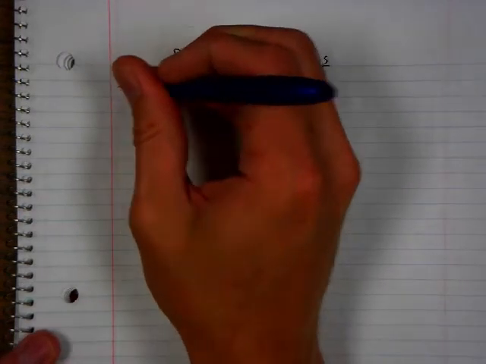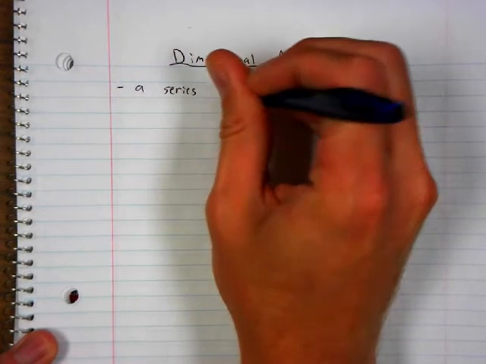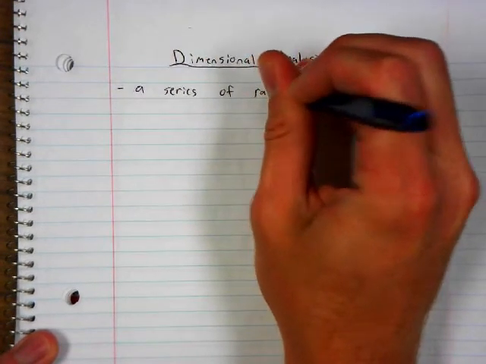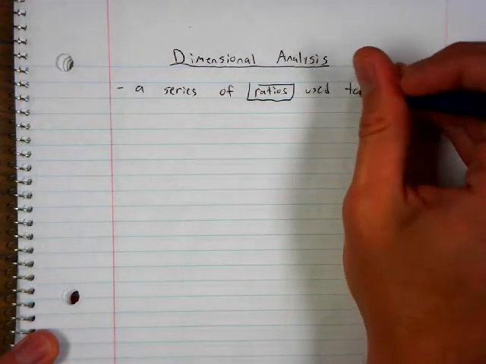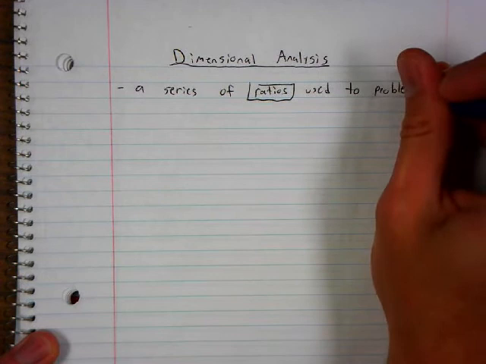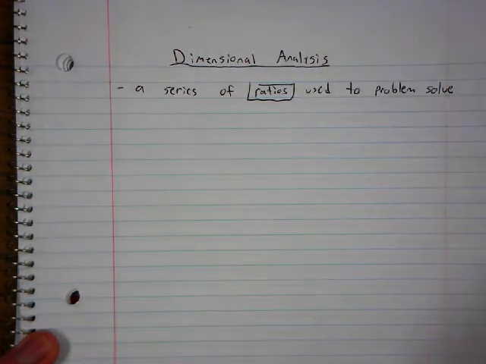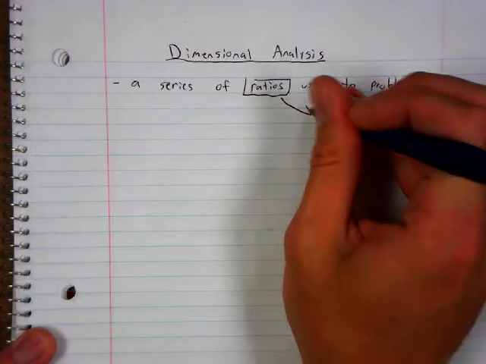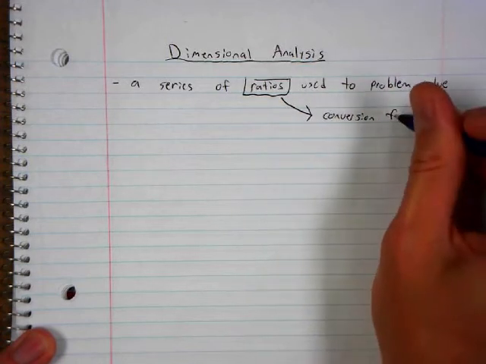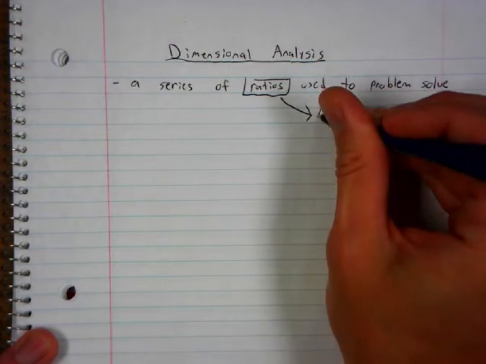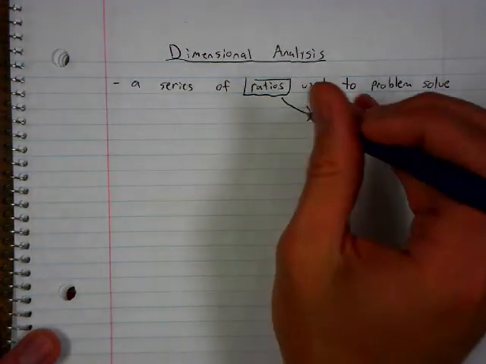The way I define dimensional analysis is basically just a series of ratios. I'm going to put a box around that: a series of ratios used to problem solve. And these ratios that you're going to be using are just conversion factors. And all conversion factors are based on 1.